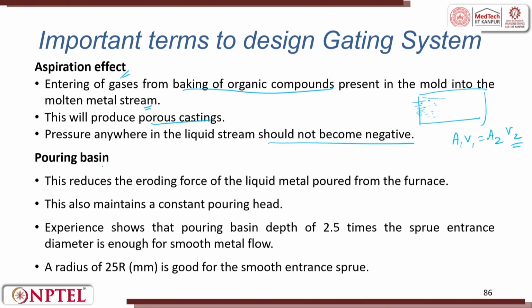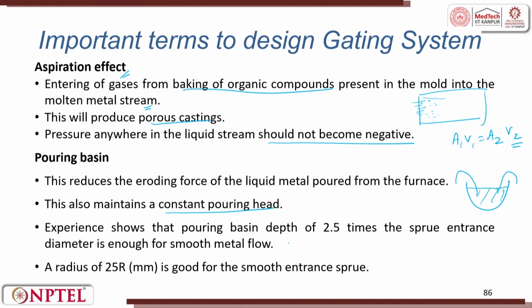Pouring basin, we have gone through it enough. This reduces the eroding force of the liquid metal poured from the furnace. This also maintains a constant pouring head. So, one is the liquid should not flow out, and it should also have a constant head.